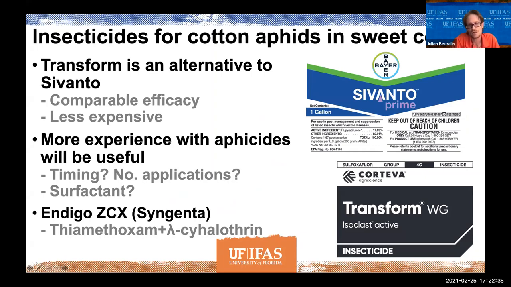There is also another product, Indigo ZCX, which is a premix from Syngenta that has the neonicotinoid thiamethoxam and the pyrethroid lambda-cyhalothrin. I think it's still not registered yet, but we're waiting on the label anytime soon. That might have at least some suppression on the aphid. So we plan to do more aphid work.